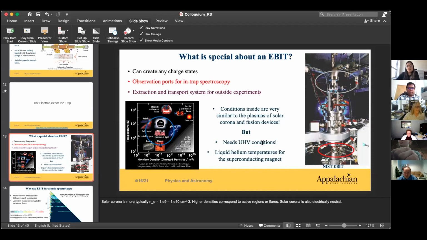So we need to be able to trap them, and for this, we have to have a vacuum of around 10 to the minus 9 millibar. If you compare it with atmospheric pressure, it is 10 to the 9 smaller than the atmospheric pressure. And the other thing we also have to do is, because the magnets we use in these systems are superconducting, we have to cool them down to liquid helium temperature, which is 4 Kelvin.